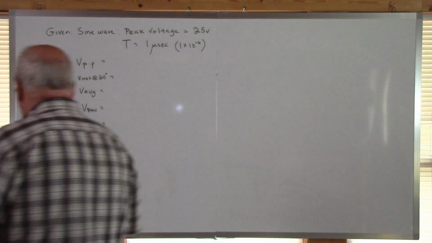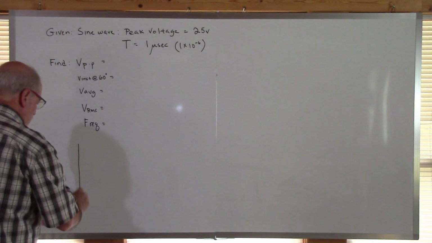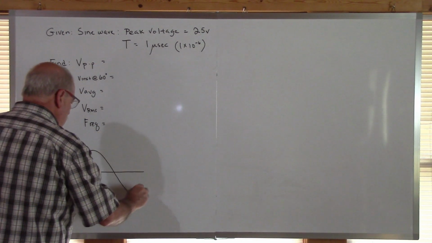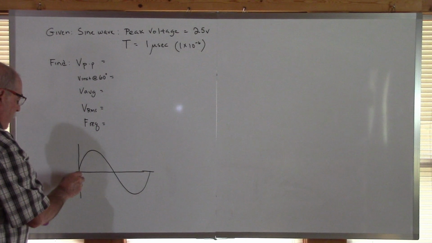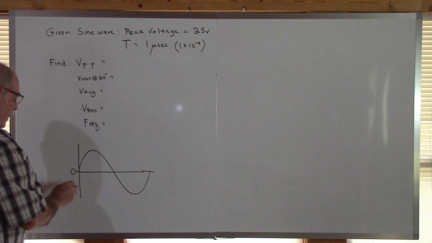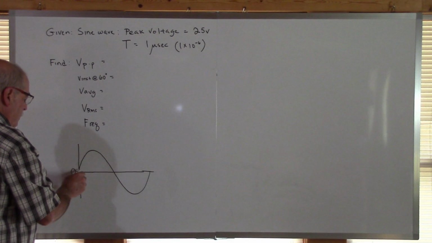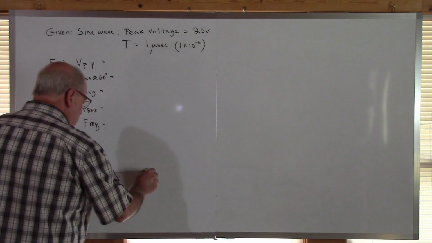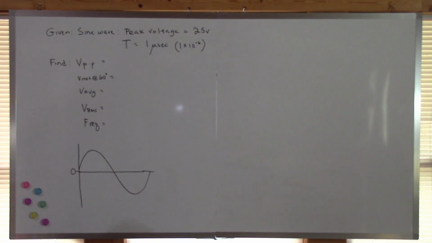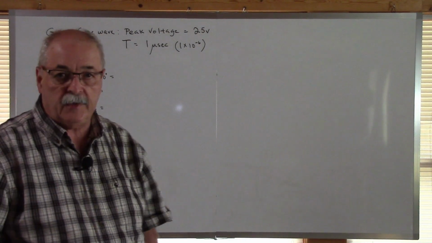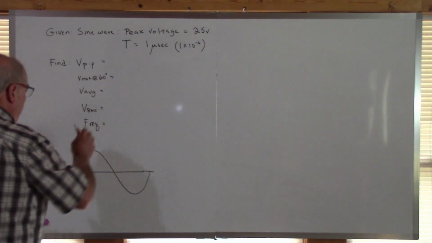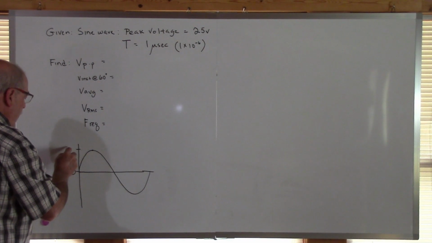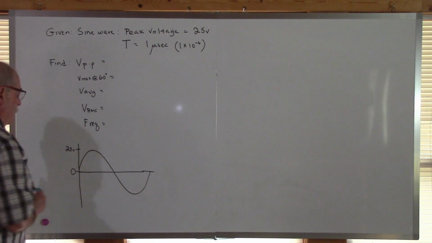So first, we're going to draw a sine wave down here on a plot. Keep in mind this is the 0 line in terms of amplitude, and this is the 0 line in terms of where things start in time. If I want to label this, the first thing I can do is label the peak voltage on it. I gave you the peak voltage of 25 volts. This is the peak right there, and that's 25 volts.